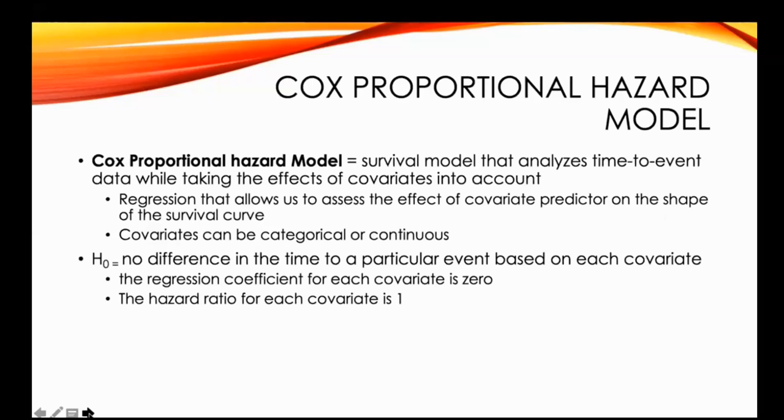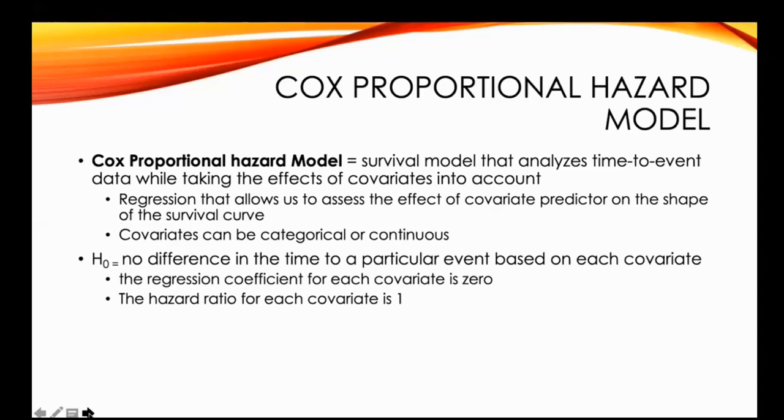Now let's move on to the Cox proportional hazard model. This is what you see all the time when you're reading papers about randomized trials. This is a survival model that analyzes time to event data while taking the effect of covariates into account. It's a regression that allows us to assess the effect of covariate predictors on the shape of the survival curve. And what's really nice is that covariates can be both categorical or continuous.